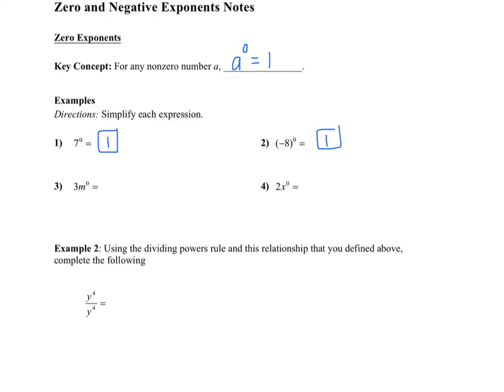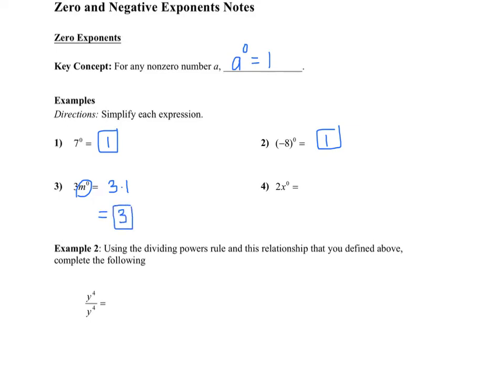Let's look at number 3. We have 3 times m to the 0 power. Okay, so your exponent goes with the m. It's m to the 0 power, and that's equal to 1. So to rewrite this, we have 3, because we're going to bring that number with us in front, and now we're going to times that by m to the 0 power, which equals 1. Therefore, 3 times 1 equals 3.